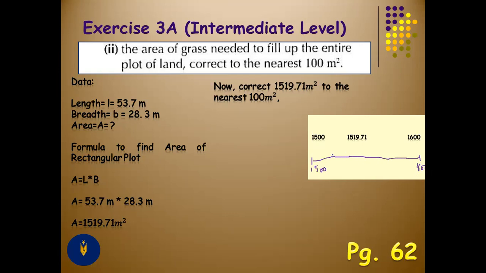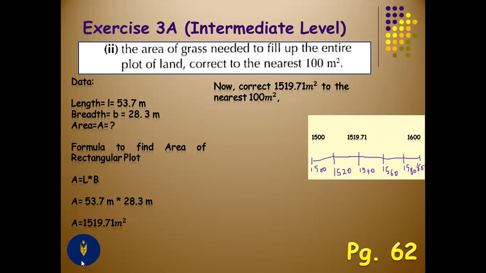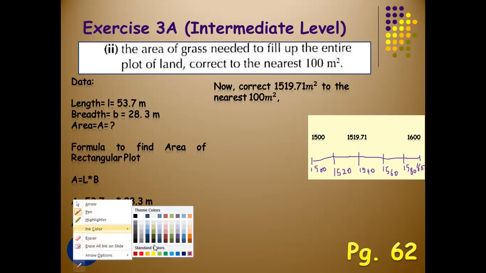Let us take a gap of 20. 1500, 1520, 1540, 1560, 1580, 1600. Okay fine. So a gap of 20 is given, it's a number line starting from 1500 and ending on 1600. So 1500, 1520, 1540, 1560, 1580, 1600. Okay, and if you see 1519.7, that is nearest to 1520.